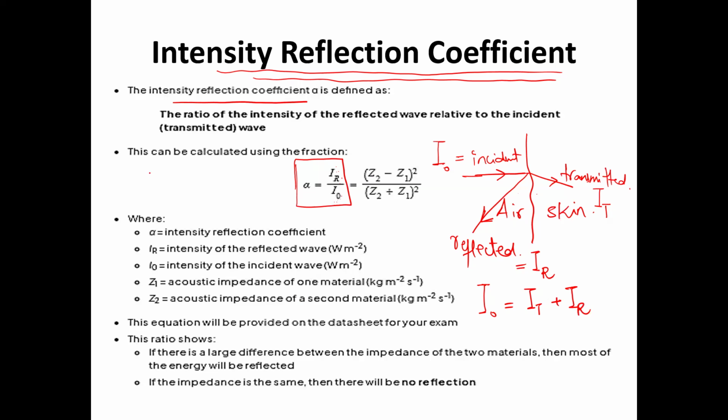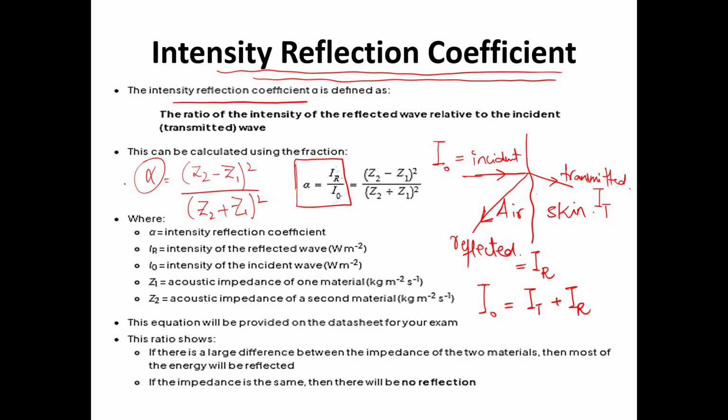And what is its formula? Alpha is given by the formula: the impedance of the second medium minus the impedance of the first medium, whole square, divided by the impedance of the second medium plus the impedance of the first medium, whole square. So taking the square of the difference of both impedances, divided by the square of the sum of both impedances, this is equal to the intensity reflection coefficient alpha.